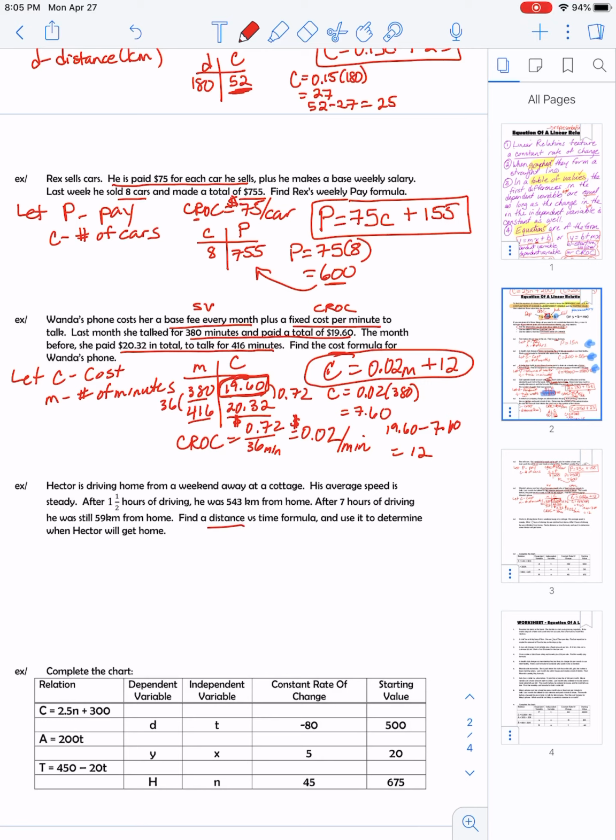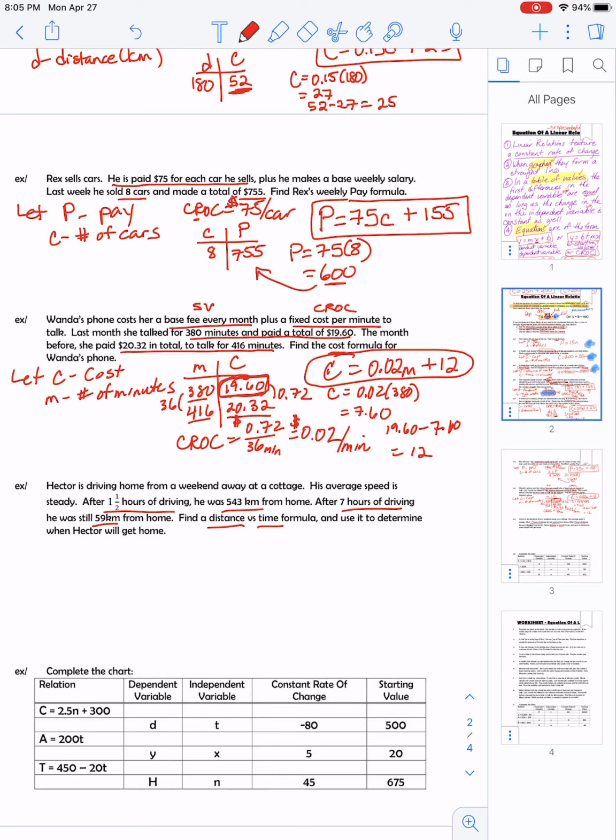So, find the distance versus time formula. I always go to the last sentence to see what my variables are. I should read the question first. So Hector is driving home from a weekend away at a cottage. His average speed is steady. After 1.5 hours of driving, he was 543 kilometers from home. After 7 hours of driving, he was 59 kilometers from home. Find the distance versus time formula.